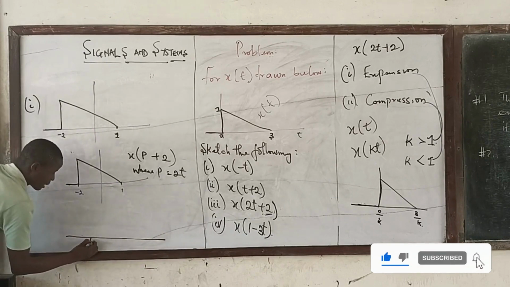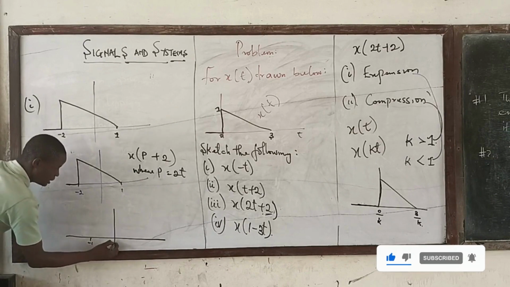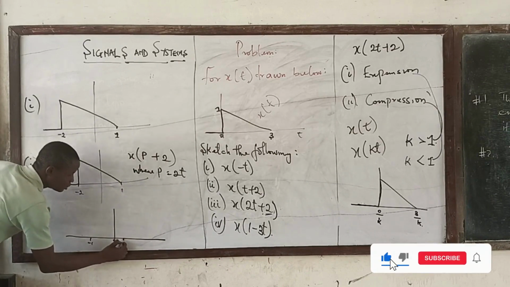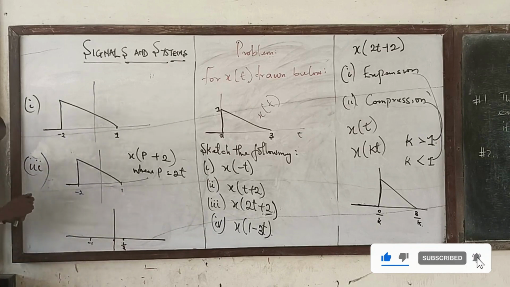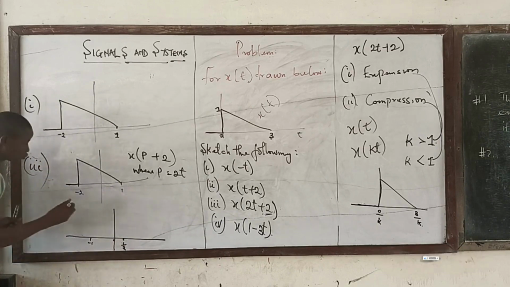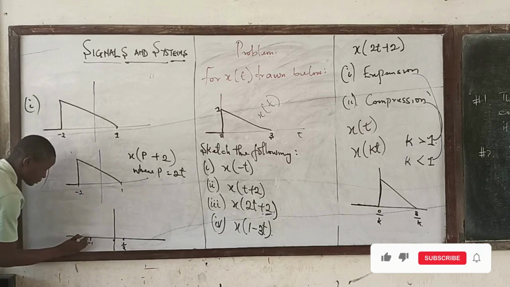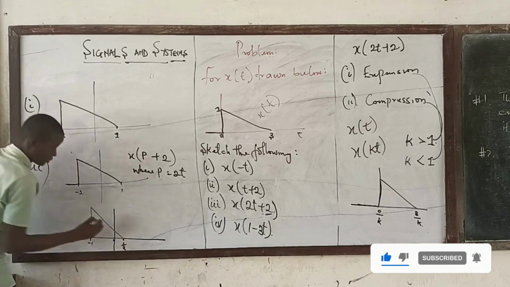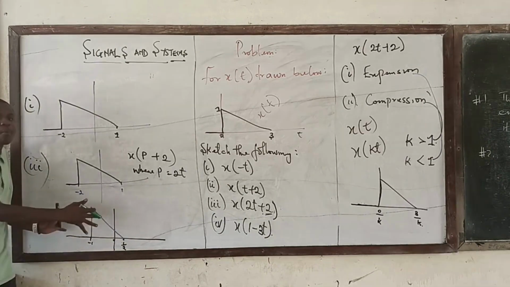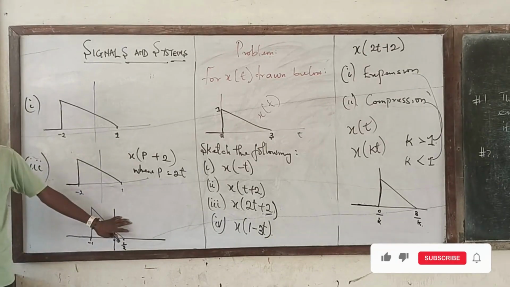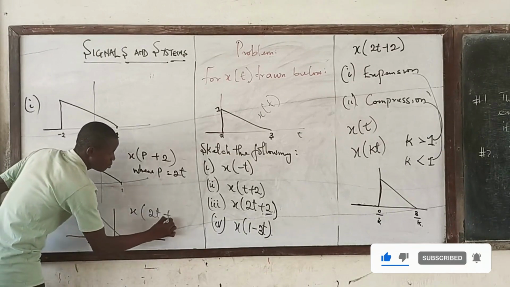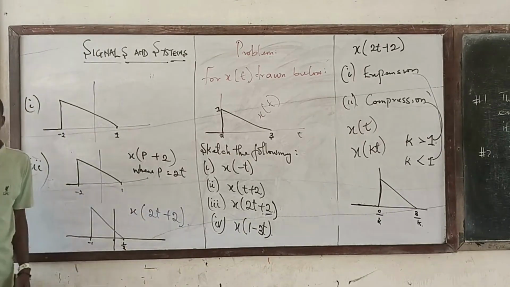So the original signal itself is going to look like this. I have minus 1 here, I have 0 here, then I'm going to have another point at 1 over 2. Hence, I'm going to draw everything to look like this. So I have actually compressed this signal. This is now x of 2t plus 2.